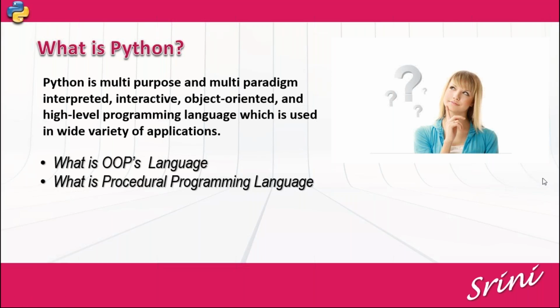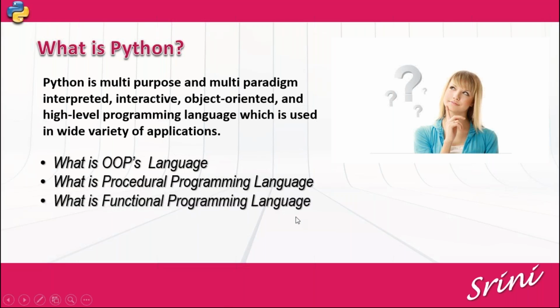The languages that support this object-oriented programming paradigm are known as object-oriented programming languages. C++ supports procedural programming as well as object-oriented programming, both. Java supports only object-oriented programming. C# supports only object-oriented programming. And another one is the functional programming paradigm. The languages that support functional programming are functional programming languages.